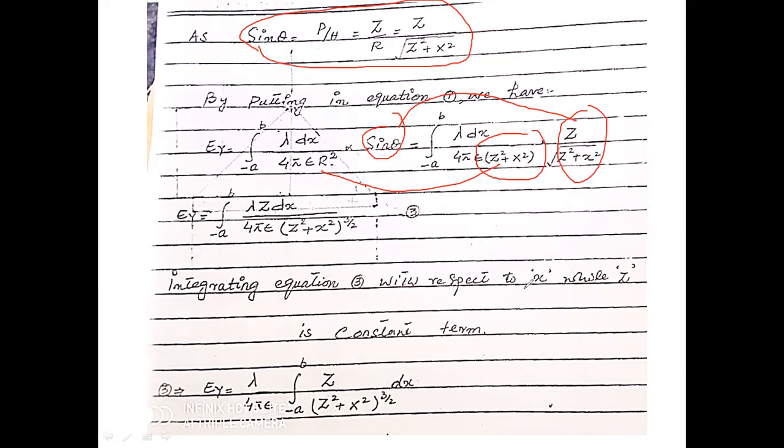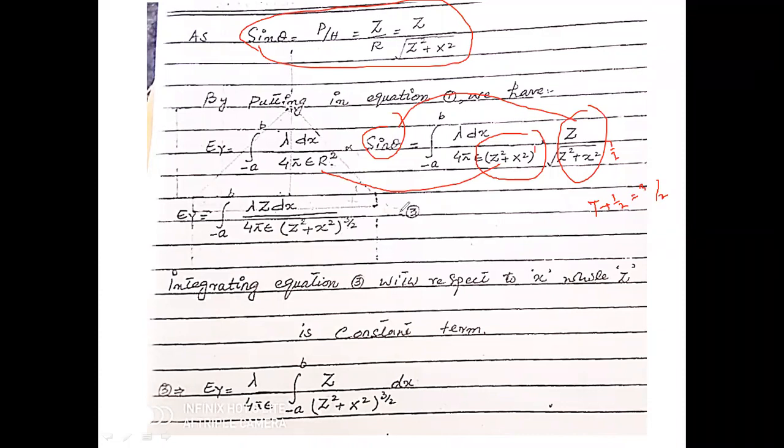So Ey is equal to lambda z dx over 4 pi epsilon. Now this is actually power 1, and this is power 1 by 2. Both have the same base, z square plus x square, but this z square plus x square has the whole power of 1, and this has the whole power of 1 by 2. So 1 plus 1 by 2, by taking LCM, we will get 3 by 2. So lambda z dx over 4 pi epsilon into z square plus x square whole power 3 by 2.